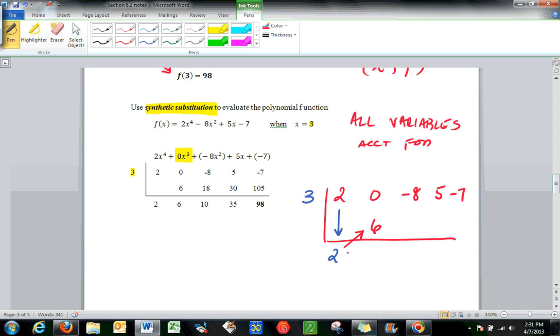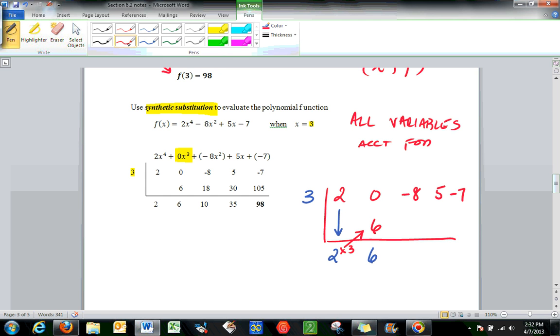So that's 2 times 3, which is right here. It's what we're evaluating. Gives us 6. Then I'm going to combine the terms together. So 0 and 6, when you combine them together, gives you 6.